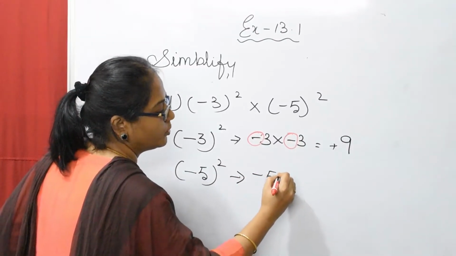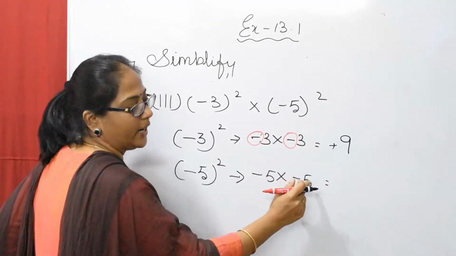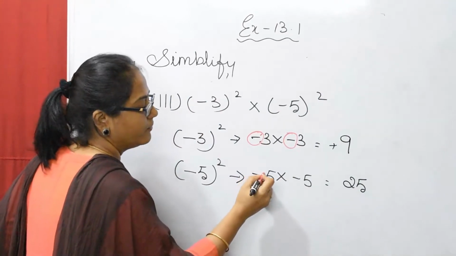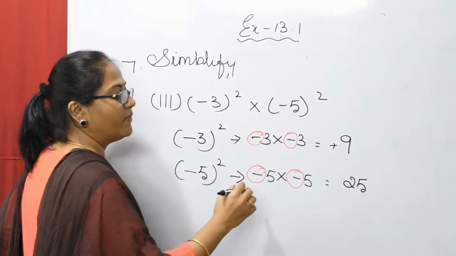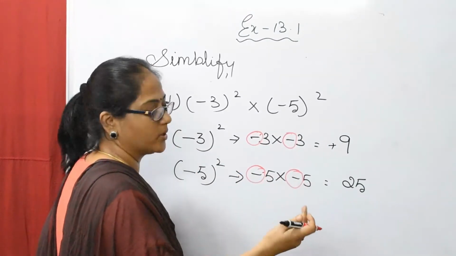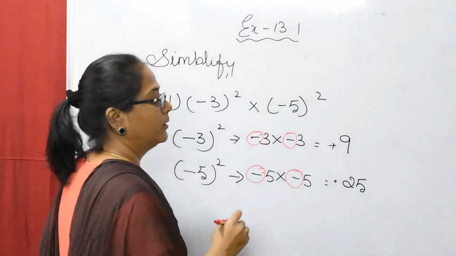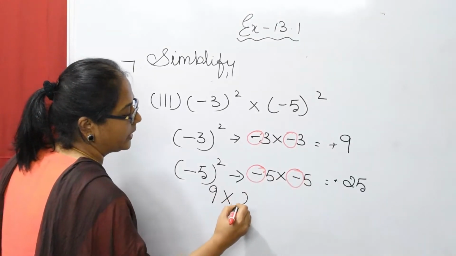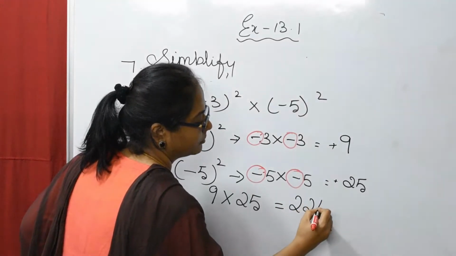Minus 5 into minus 5. First 5 5s are 5 into 5 is 25. And again we have 2 negative signs where we will get a positive sign. Negative into negative is equal to positive. So which is equal to plus 25 only here. Now what we have to do is 9 into 25, which is equal to 225.